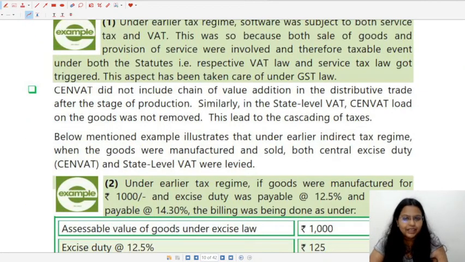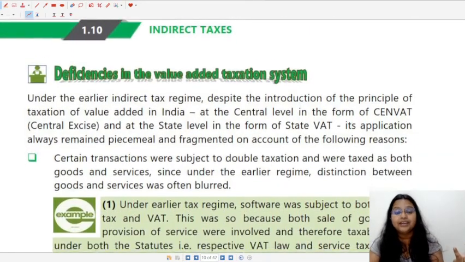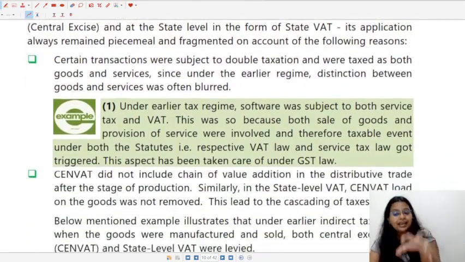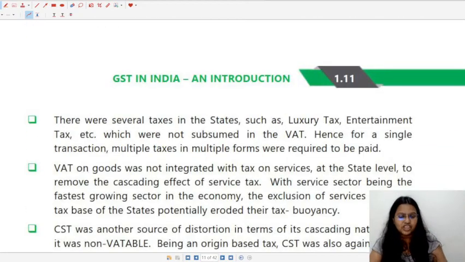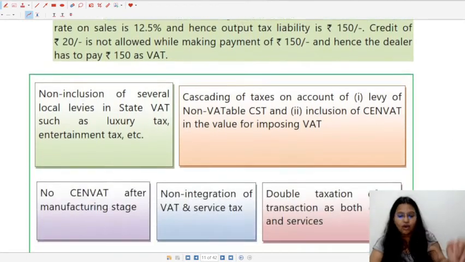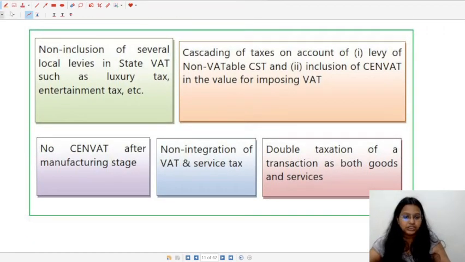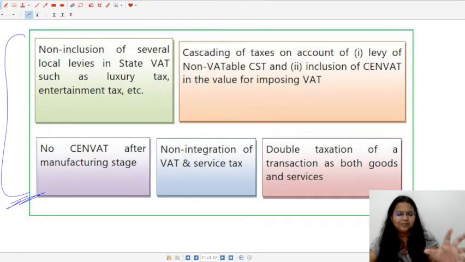We have already covered it. There was cascading of taxes, because what I told you in our regular class, in that case there was double taxation. Okay, so all these were the deficiencies. I think there is no need to repeat it again. In our revisionary video you have already done it, but just do one thing, in the revision session do it from here, so that you will get to know about each and everything. Okay, let me do it for you.